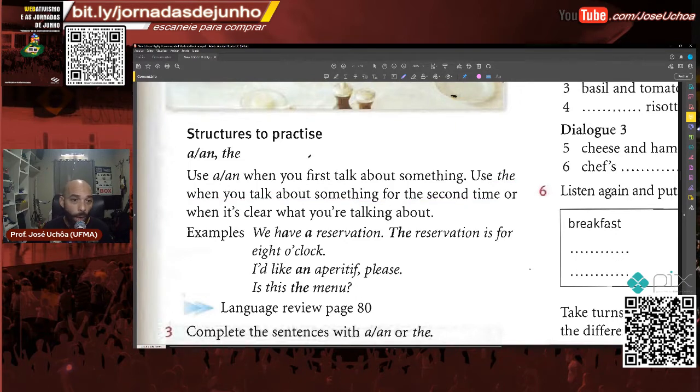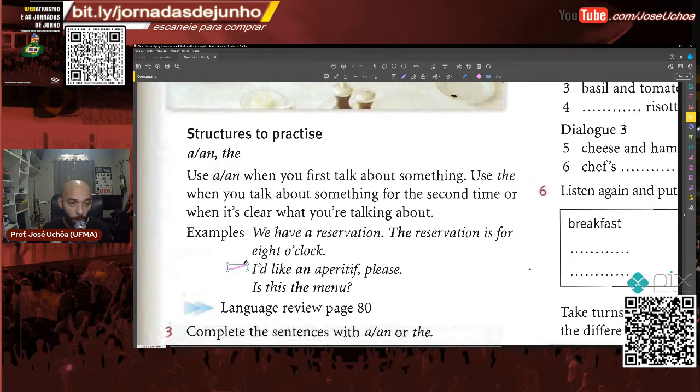Say, use a, an when you are generic. Let's put a G here for generic, and use the when you are specific. So let's put SP here for specific. Okay, this is a better definition. So let's see the examples here.